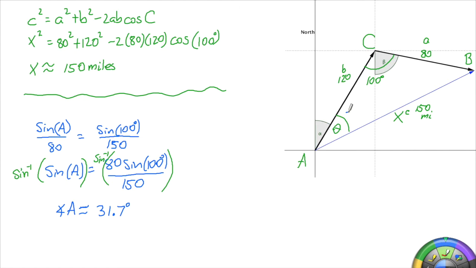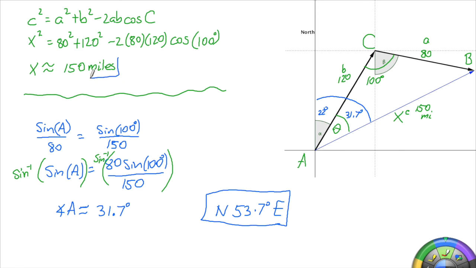So this angle here is 31.7 degrees, and this angle here is 22 degrees. So the new bearing is going to be the sum of those, which is 53.7 degrees, and we're heading north, east. So here's our bearing. The captain would have to have this bearing and travel for 150 miles to land on the carrier.